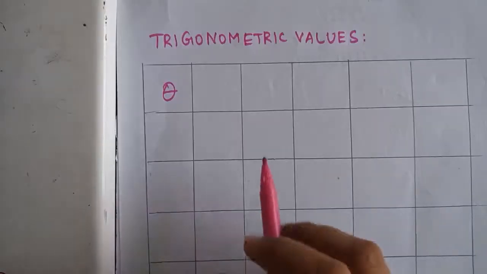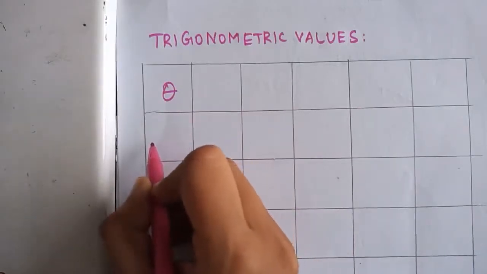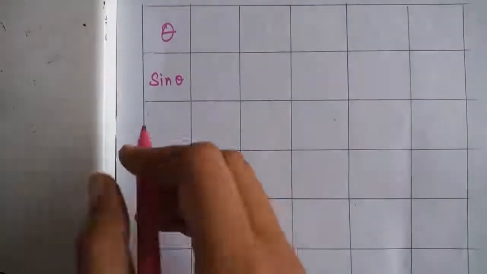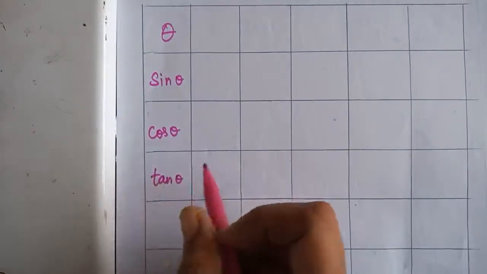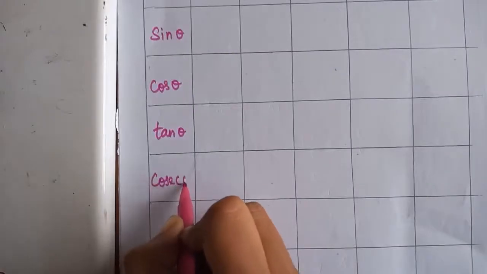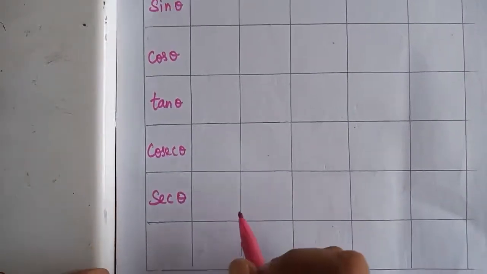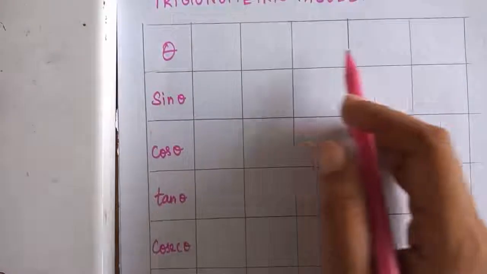Next we are going to see trigonometric values. We know that for theta we have 6 trigonometric ratios, that is sin theta, cos theta, tan theta, and the reciprocal of sin theta is cosecant theta, the reciprocal of cos theta is secant theta, then the reciprocal of tan theta is cot theta. So these are the theta values, and we mention the degrees here.